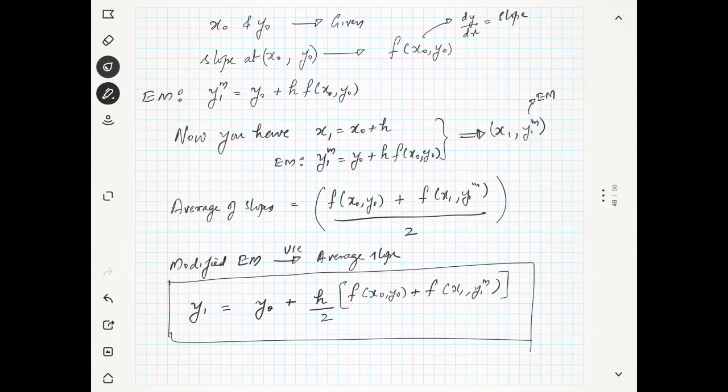Okay, I hope that this is clear. After doing a problem, it will be more clear to you. So now we will see a problem.